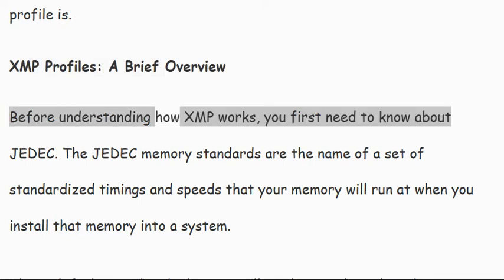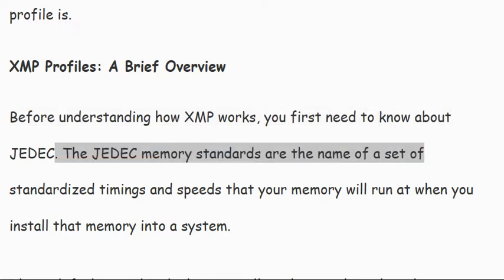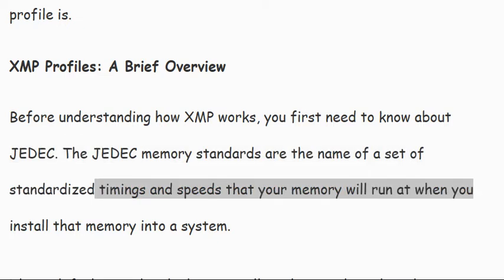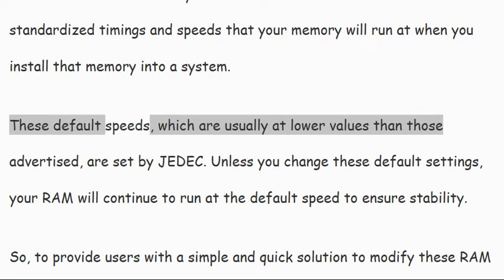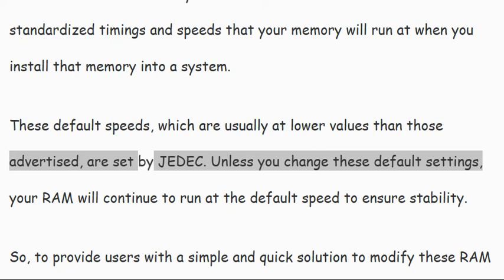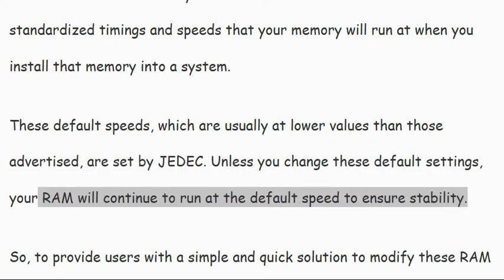Before understanding how XMP works, you first need to know about JEDEC. The JEDEC memory standards are the name of a set of standardized timings and speeds that your memory will run at when you install that memory into a system. These default speeds, which are usually at lower values than those advertised, are set by JEDEC. Unless you change these default settings, your RAM will continue to run at the default speed to ensure stability.